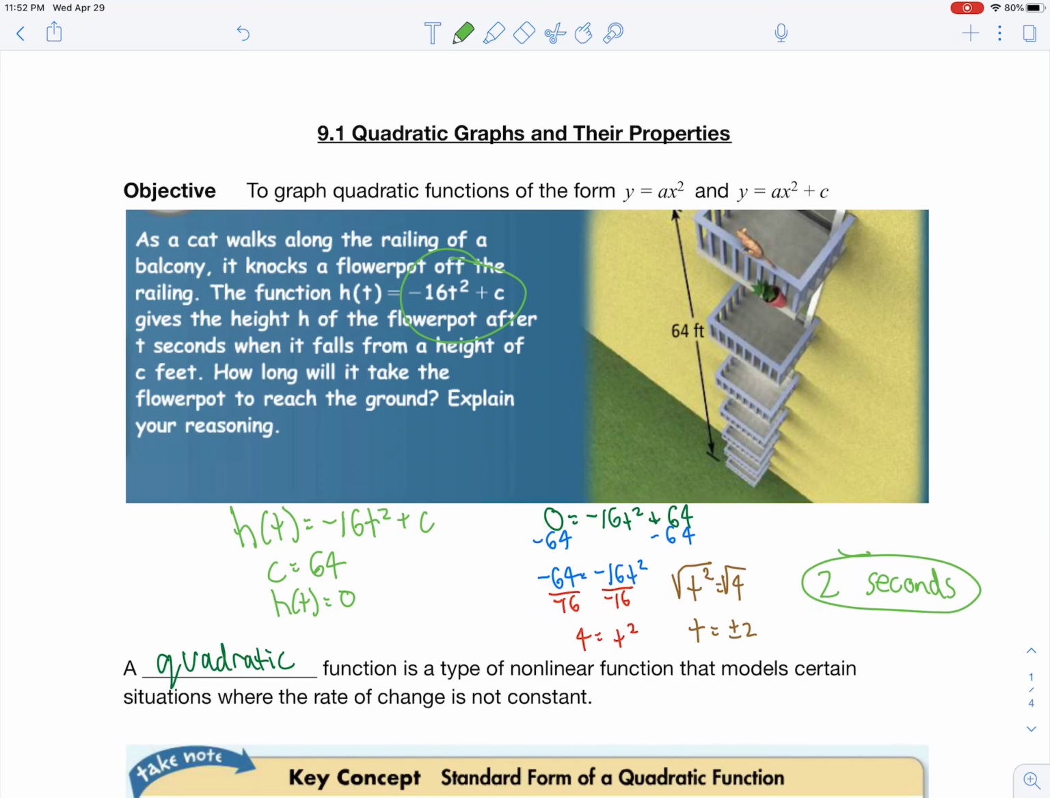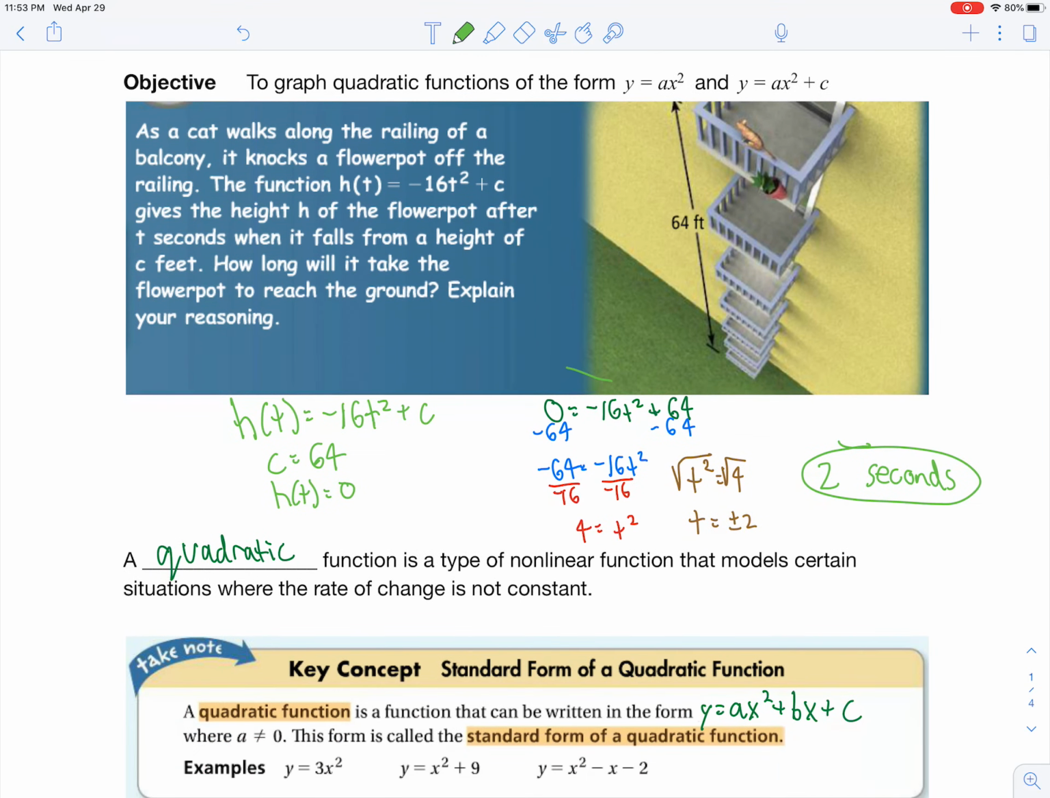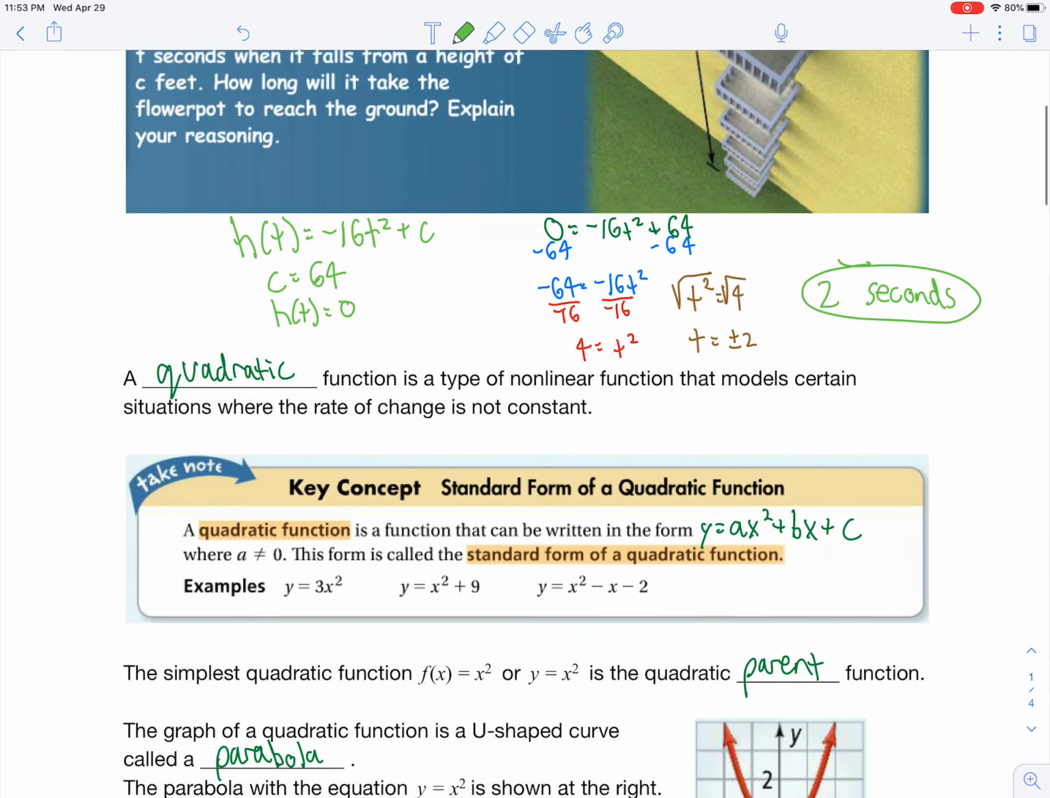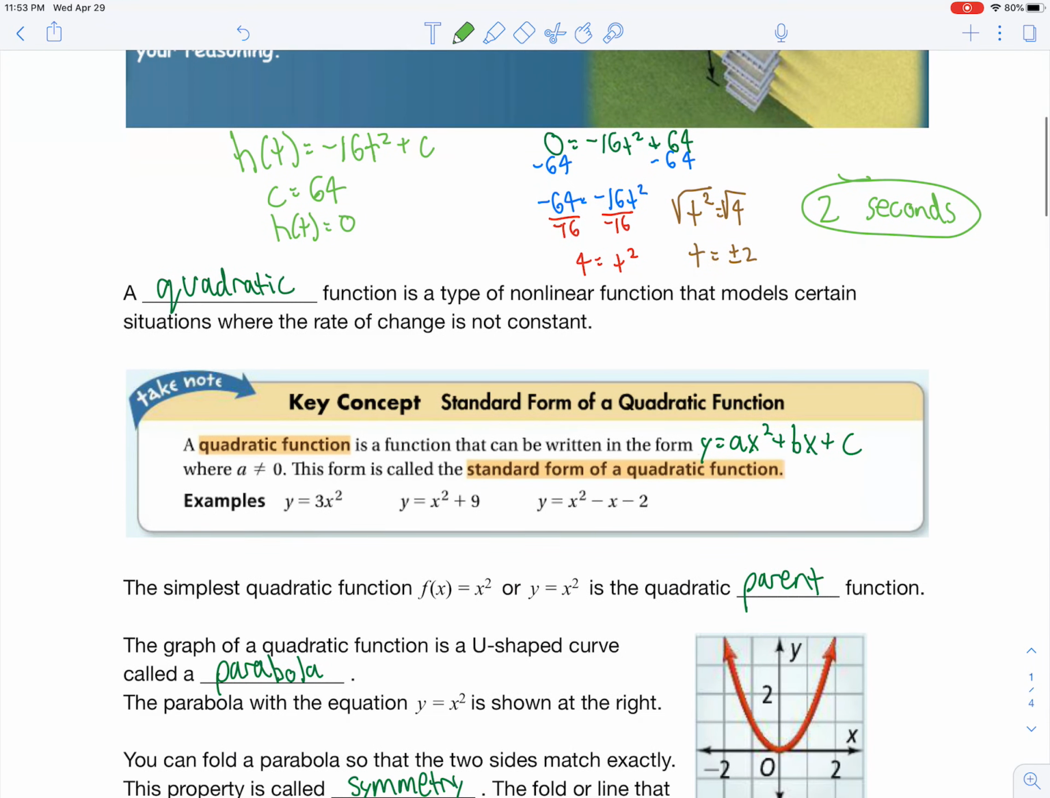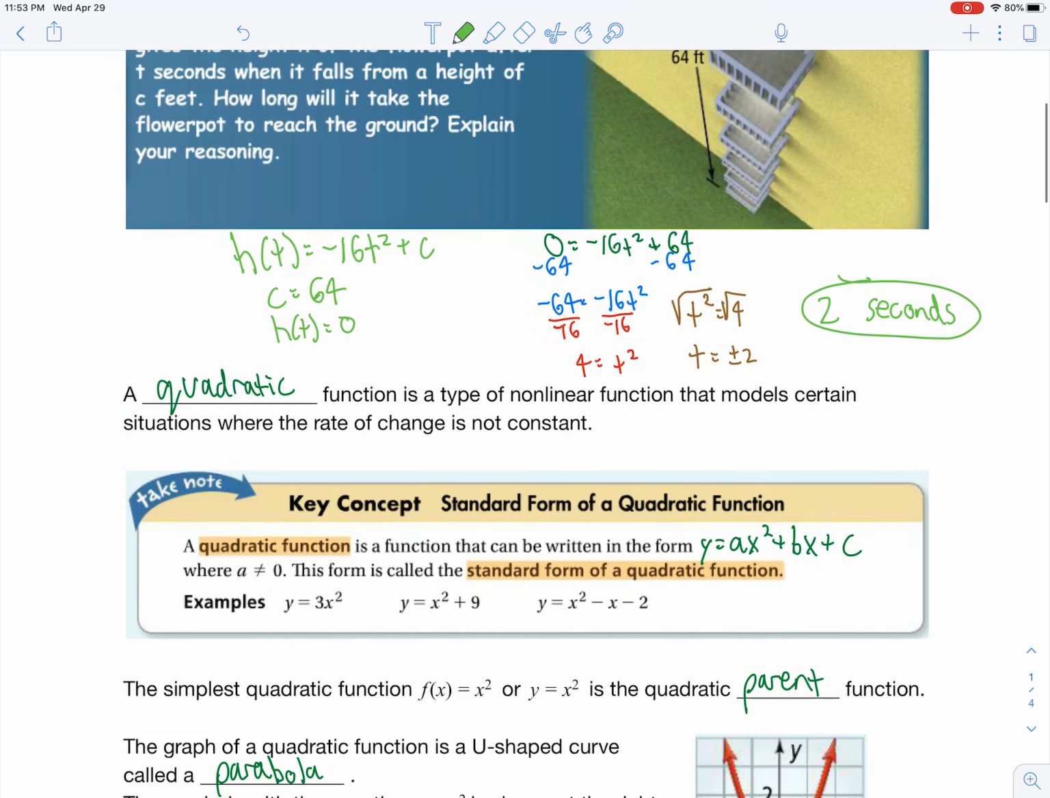Again, we're using quadratic expressions, kind of like with last time. But in this case, we should be able to put those into, again, an equation and use that to eventually come up with solutions. That's going to be most of our work in Chapter 9. Again, we call those quadratic functions. That's nonlinear, and it models situations where change is not constant in real life.